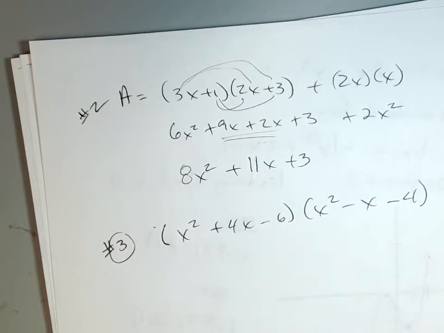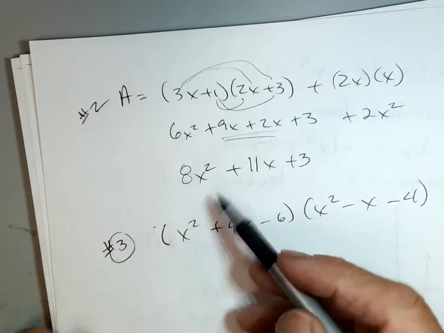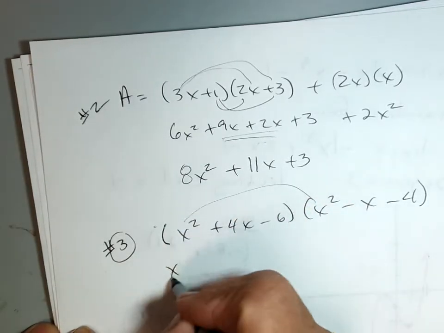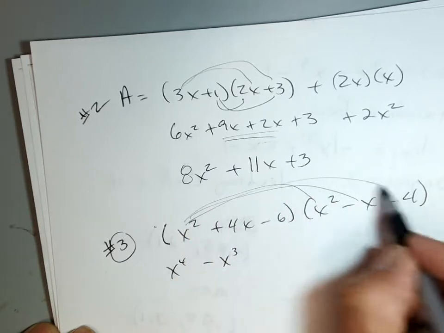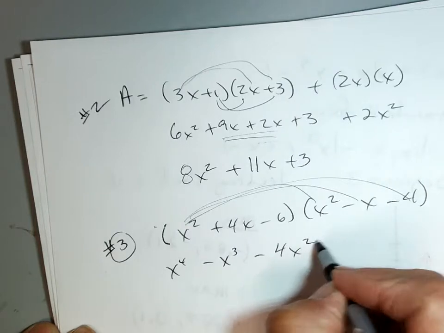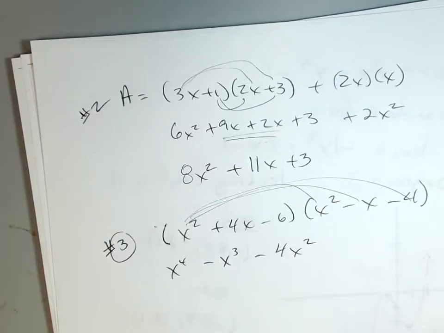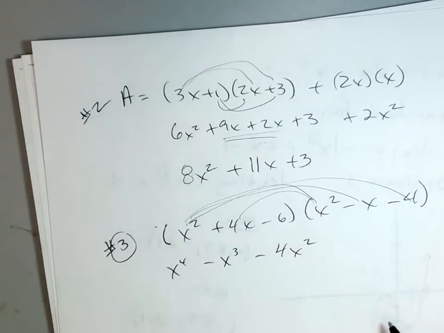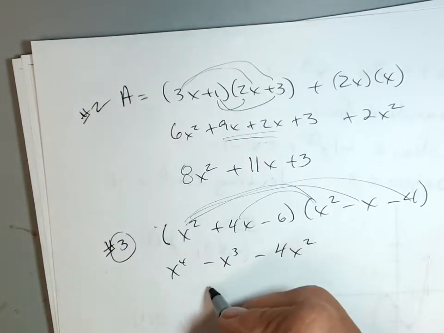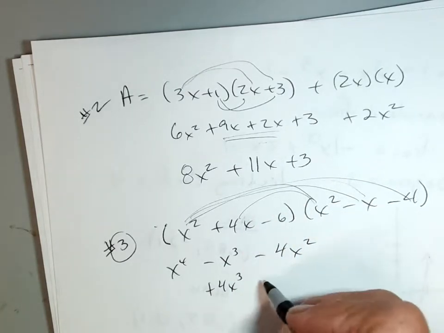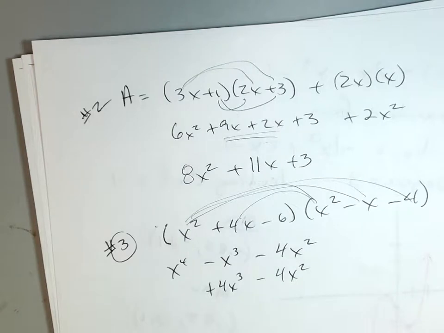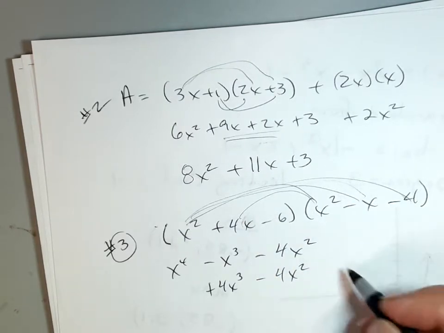And when I do it, I'm going to make sure I line up x to the thirds, x to the squares, I'm going to line up my x's and then add them all, okay? So x squared times x squared is x to the fourth. x squared times a negative x is negative x cubed. x squared times a negative 4 is a negative 4x squared, okay? Then 4x times x squared is positive 4x cubed, and I'll line them up. 4x times a negative x is negative 4x squared. And 4x times a negative 4 is a negative 16x.